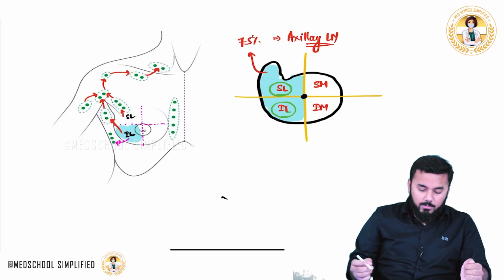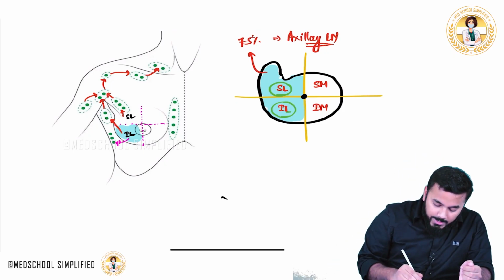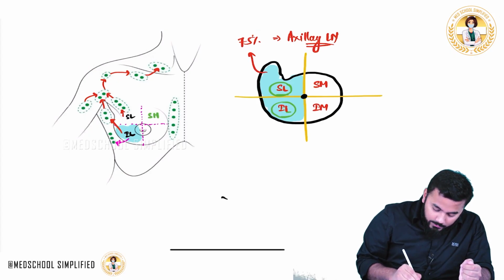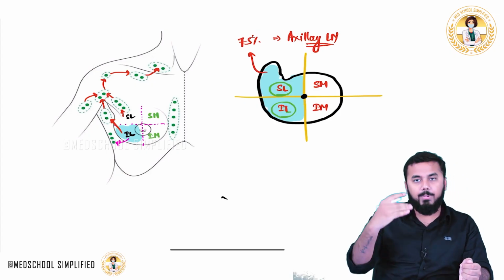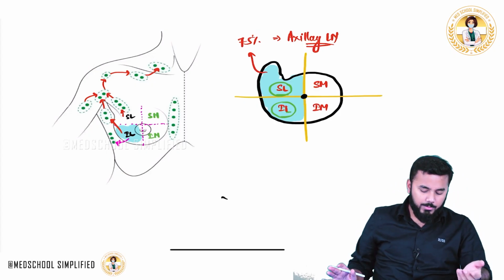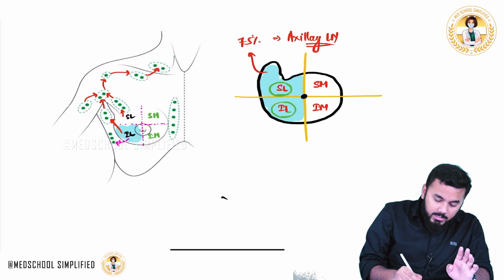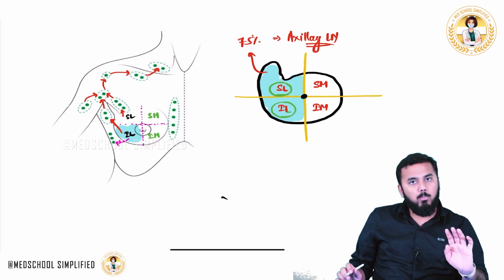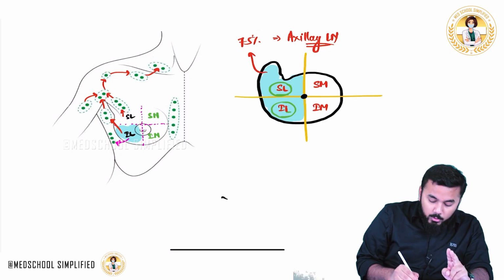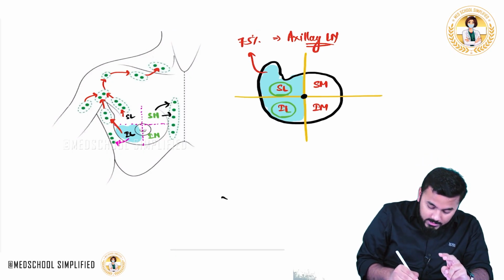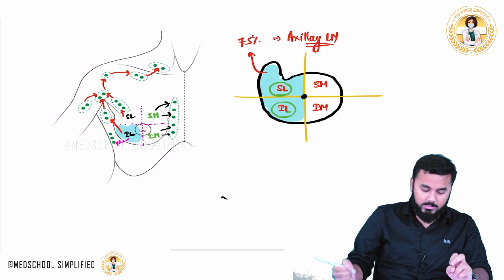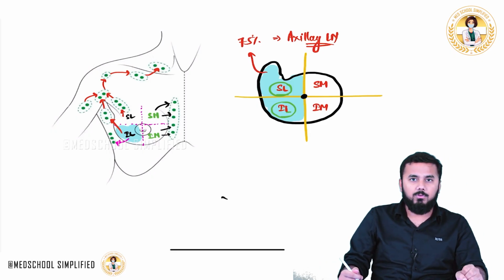Now then what about the medial part? Medial part, in the sense we have got superior medial, we have got inferior medial, or upper medial or lower medial. Okay, superior medial or inferior medial. Now these superior medial and inferior medial, both of them, they drain into the internal mammary lymph nodes. It means they drain into these internal mammary lymph nodes like this.